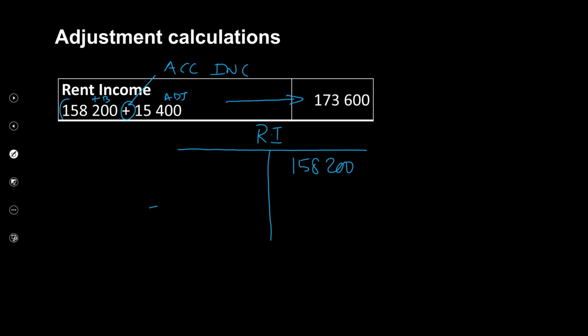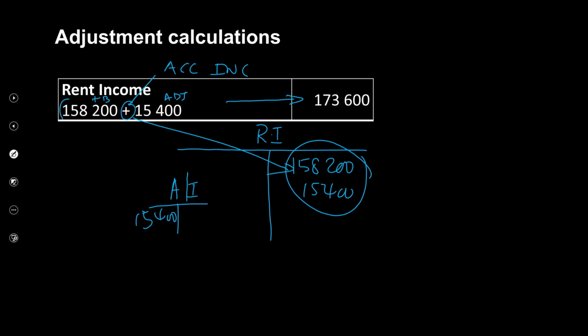Double entry, debit accrued income. Here we go. There's my accrued income. Debit it with 15,400 because it's a temporary asset. A credit to rent income of 15,400. Here you can see the fact that it's on the same side means you got to add. That clearly indicates to you that your new figure is 173,600, and that's the figure that will appear in my statement of comprehensive income. Okay, let's look at the next adjustment.